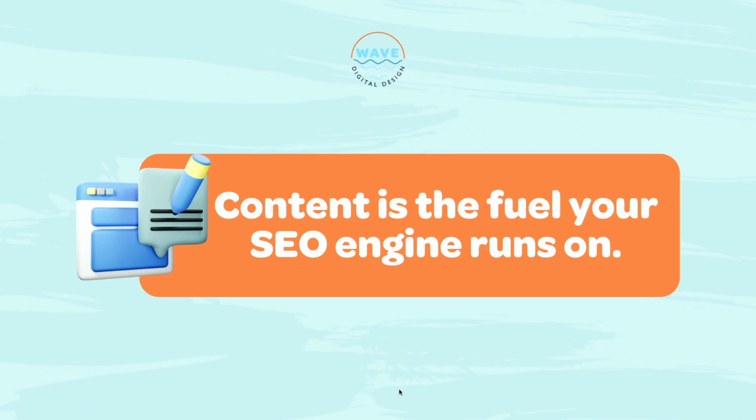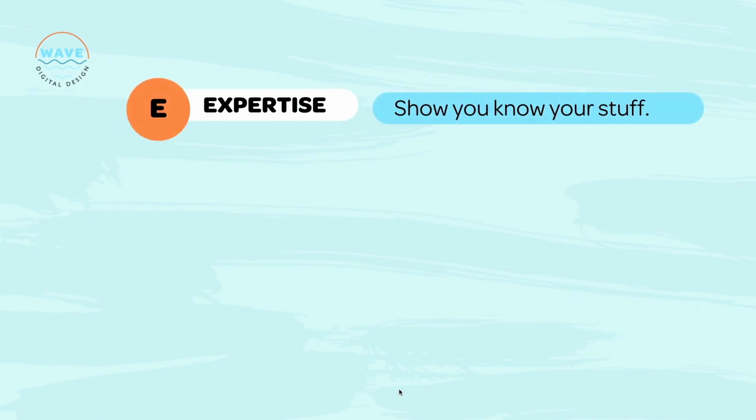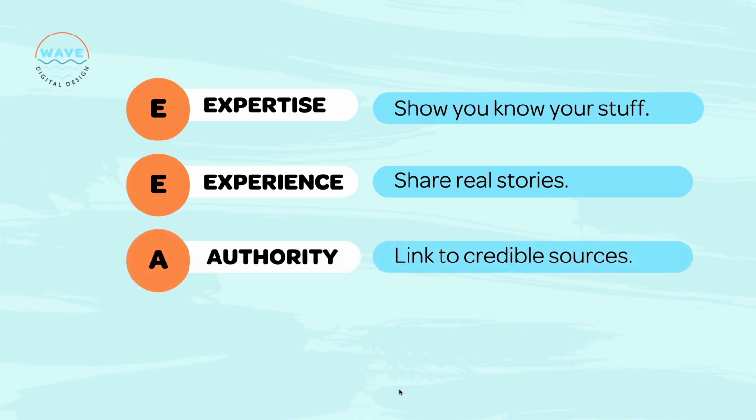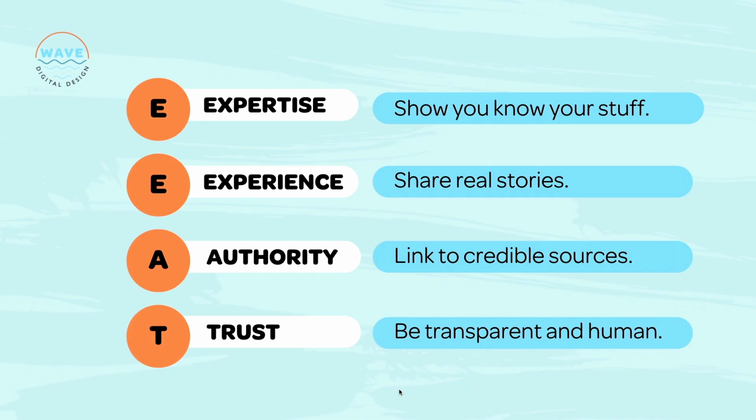Has anyone heard of EAT? Obviously not eating food, but EAT in relation to SEO. Any heard? No, a few of you maybe? Perfect. Okay. So EAT. It stands for... sorry, did I say experience? Yeah. Expertise, show you know your stuff. Experience, share real stories. Authority, link to credible sources. And trust, being transparent and human. It's really essential that your content covers all these areas.